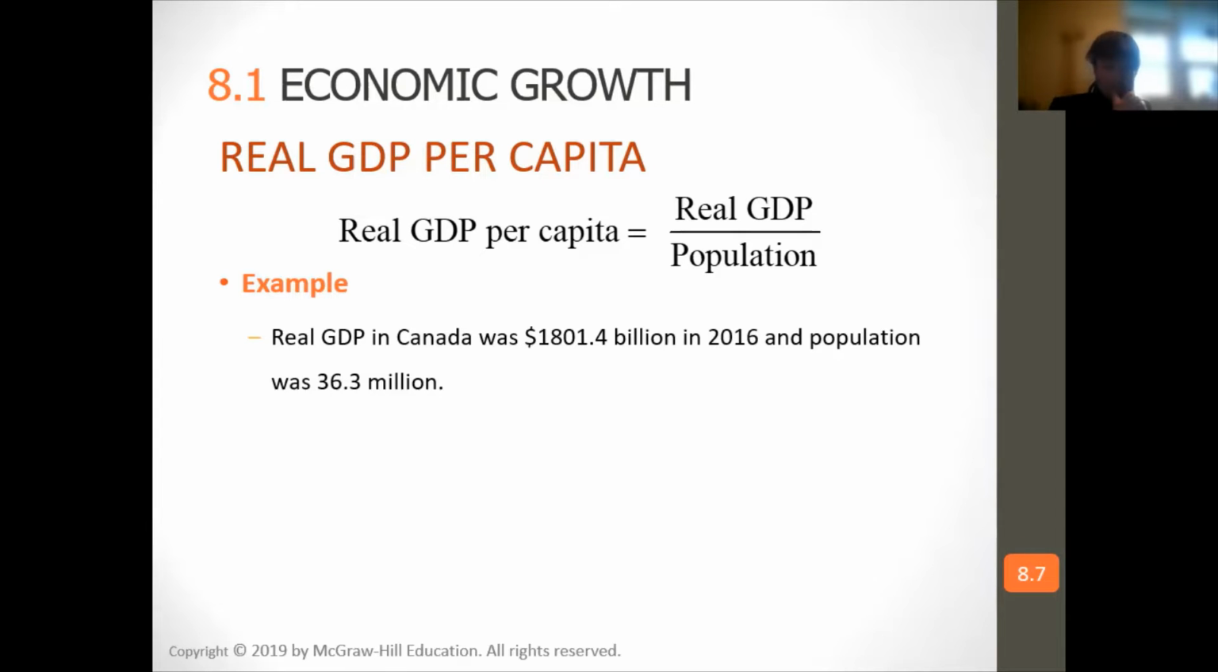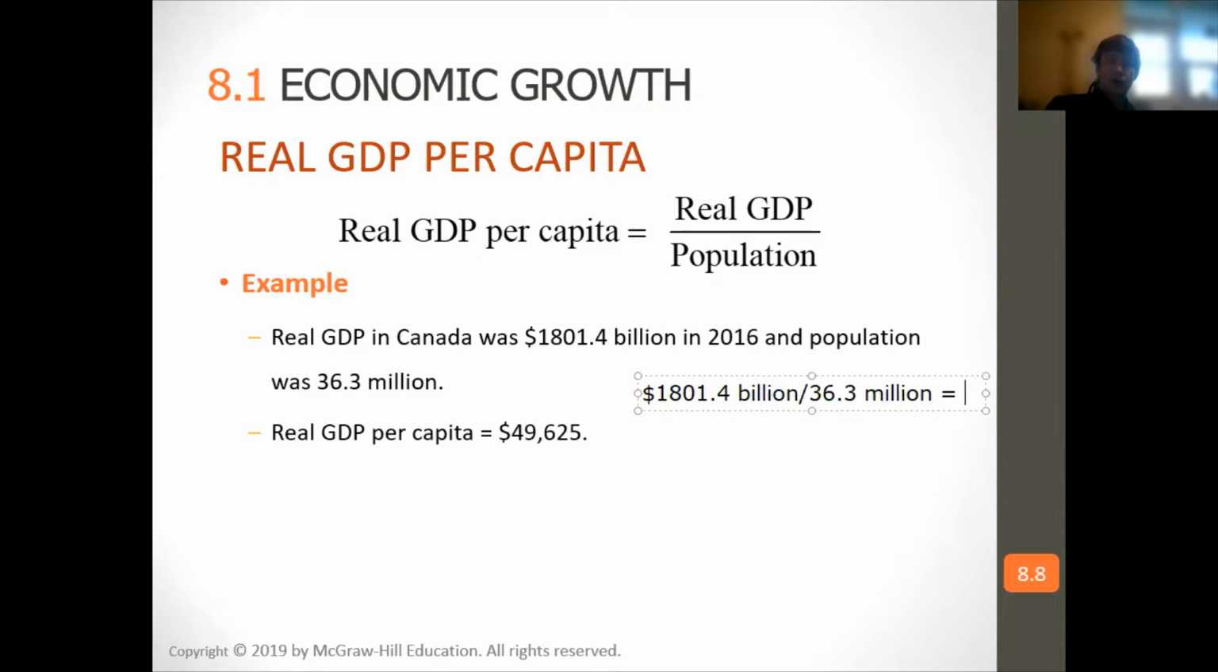Yes, Camille? Would it be 1,801.4 billion divided by 36.3 million? Yes. That's great. Good job. So you take 1,801.4 billion and divide that by the 36.3 million, and you get 49,625.